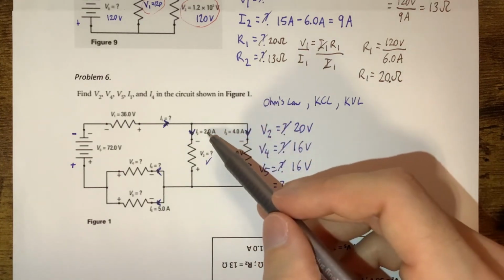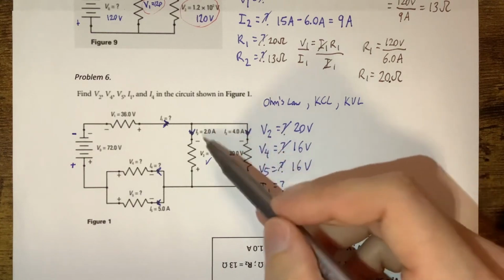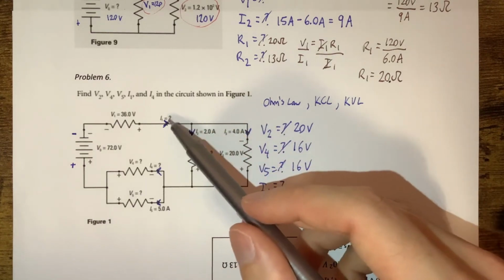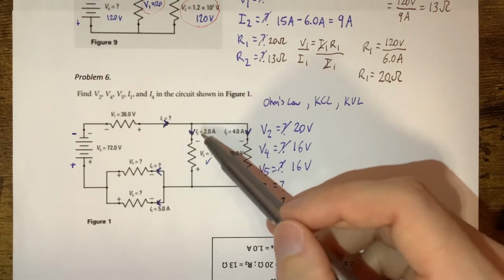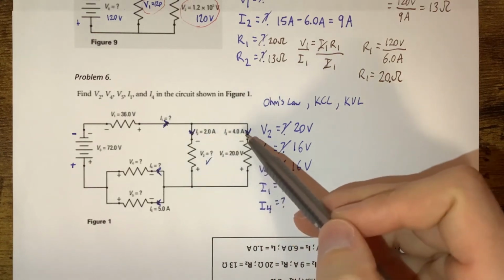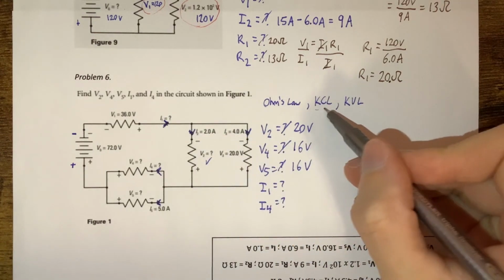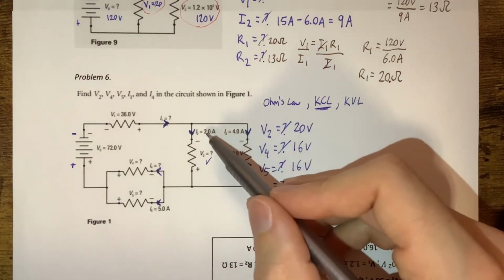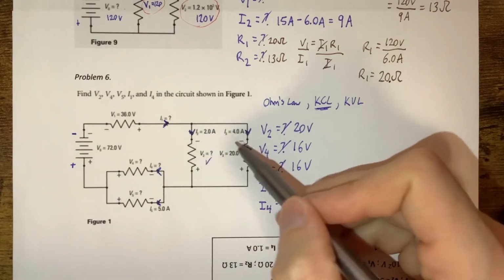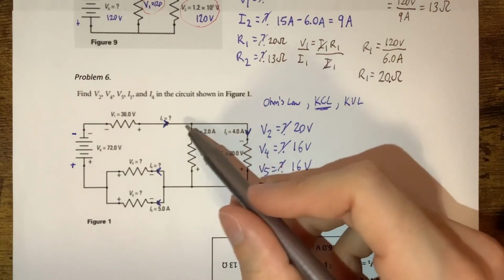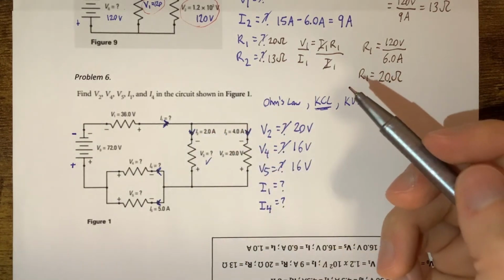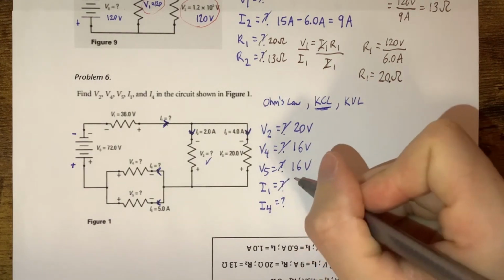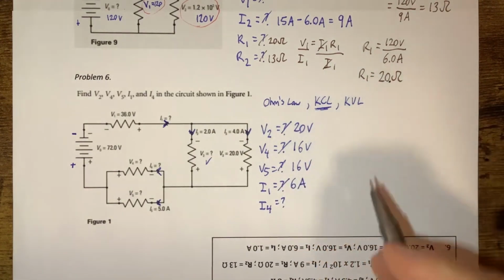And it looks like we've got 2 and 4. That means that the current going into the junction has to equal the current leaving the junction. That is Kirchhoff's current law. So if we have 2 and 4 going down these paths, that junction going into it would have been 6 amps of current.